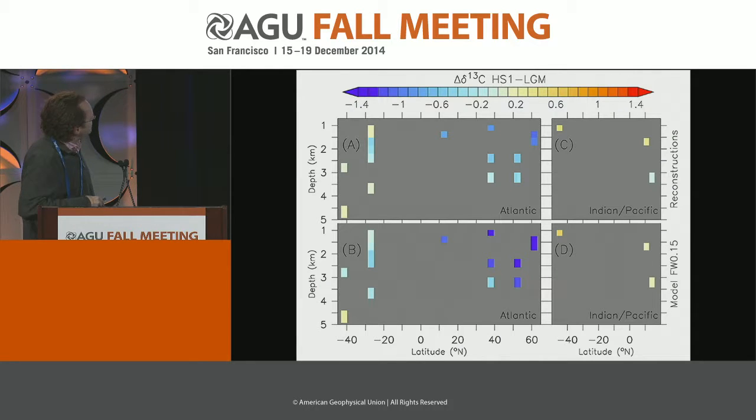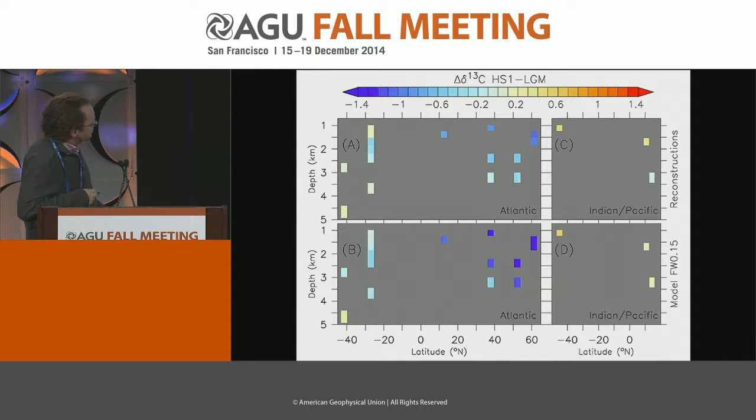Here, the top panel is the reconstructions in the data. So those are all high-resolution records. And here's the scale. So blue is decreases in C13, red and yellow is increases. What you can see in the reconstructions is larger decreases in the North Atlantic, and they are particularly large at intermediate depth, and the amplitude decreases down in the water column and further south. And there's some increases at intermediate depth in the Indian and Pacific Oceans and also in the South Atlantic.